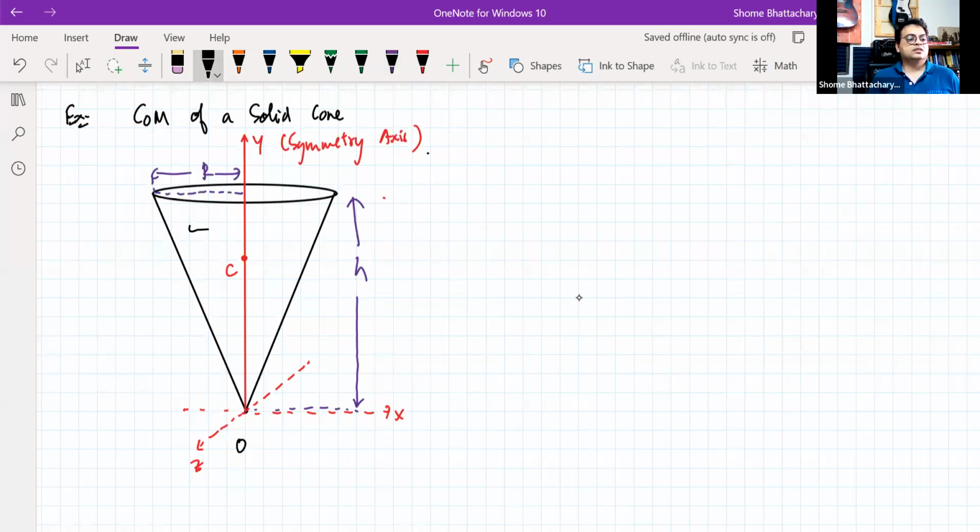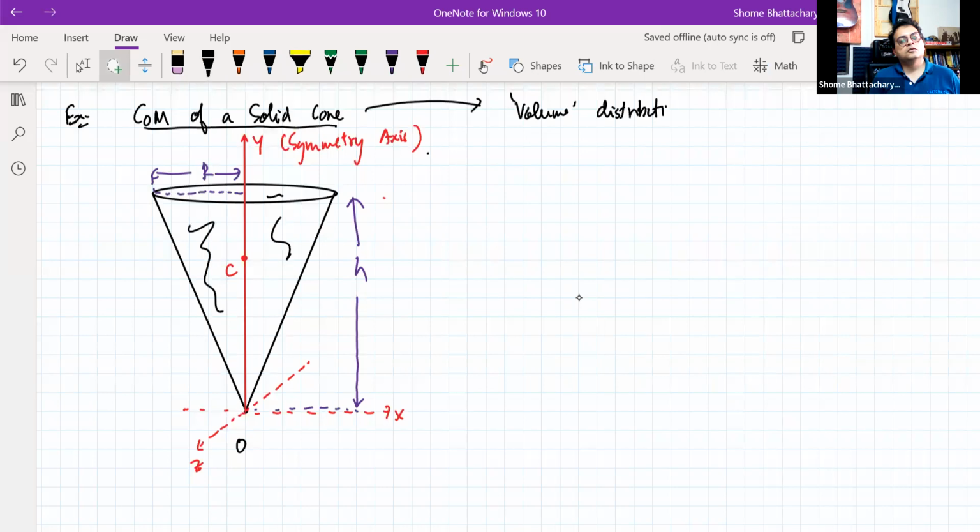Now this is a 3-dimensional volume distribution, so it's a solid cone. The position of the center of mass will come in terms of the y coordinate of the center of mass. But here, what is dm? It is going to be a volume element.